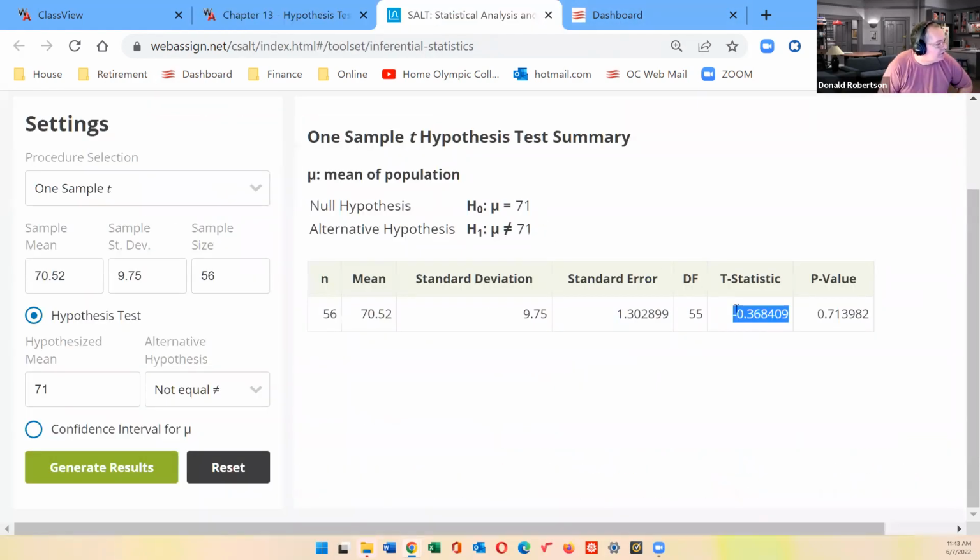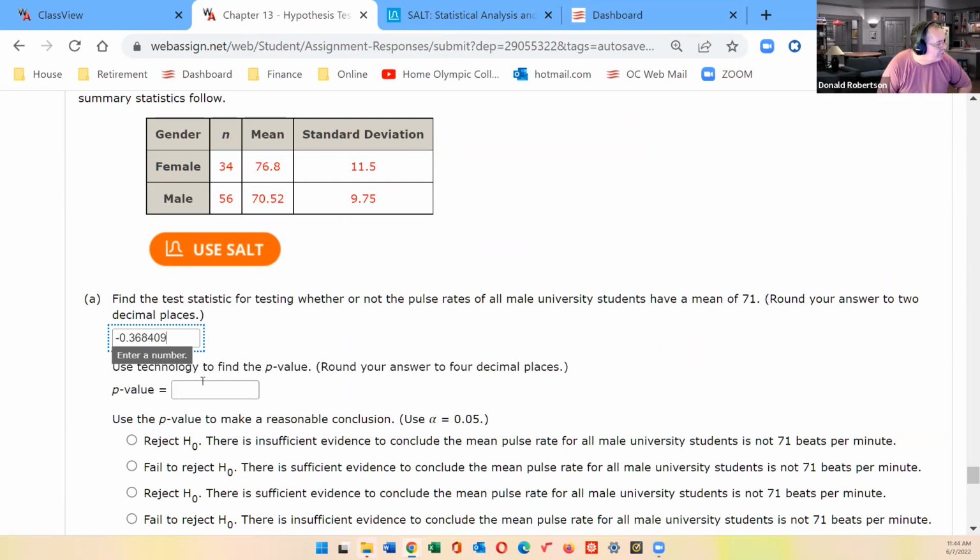And here is the p-value, which is not that interesting either. And what did we want? 2 decimal places, so I'll make that 37. And 4 decimal places, 1, 2, 3, 4. That 9 goes up to a 0, so that's going to be 40.